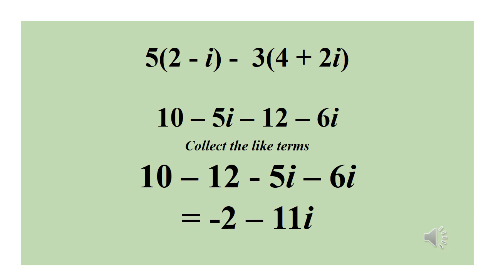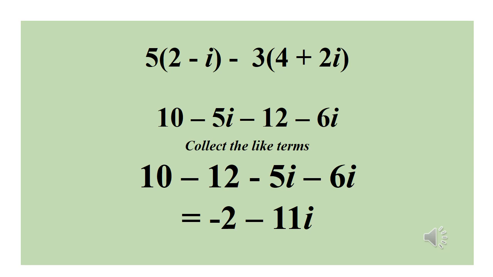Now to expand the bracket, we use the 5 there to expand the first bracket and the minus 3 to expand the second bracket. So the first bracket we have 5 times 2, 10, plus times minus is minus, then 5 times i, 5i. Then the second bracket, minus times plus, there is a plus sign in front of 4 there, so minus times plus is minus, 3 times 4 is 12. Then minus times the plus in front of 2i, minus times plus is minus also, 3 times 2i, 6i.